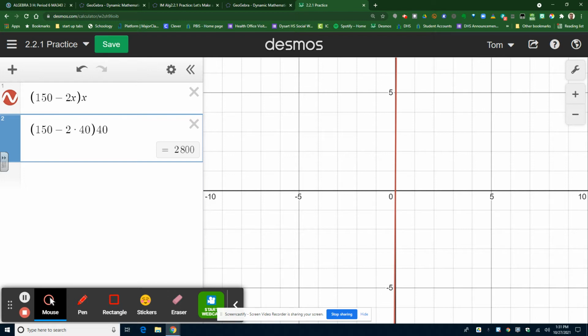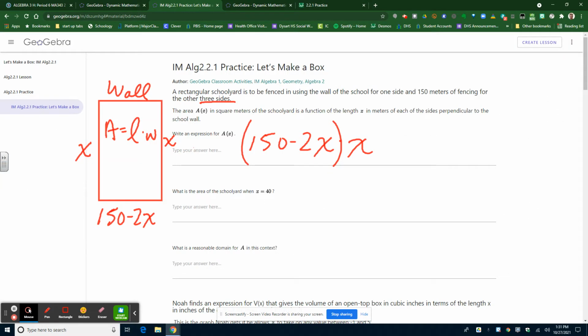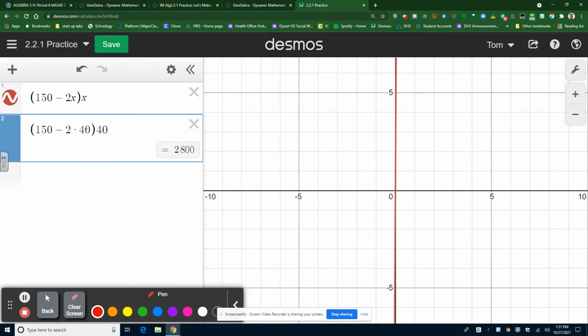So let's go back and take a look at the domain. Okay, so in order to look at the domain, I actually want to look at the graph. So if I look at the graph as it is right now, that's not too easy to look at. Okay, so let's change it a little bit. So we already know that it goes up to at least 2800. So let's change our window just a tad.